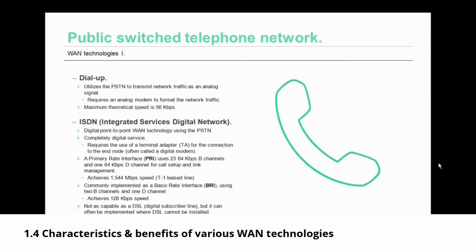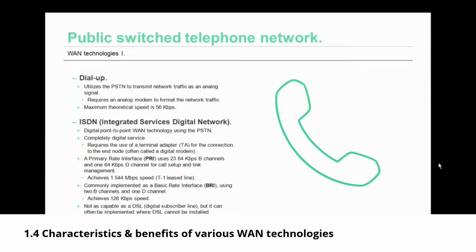ISDN is a digital point-to-point WAN technology that utilizes the PSTN. It's a completely digital service. It requires the use of a terminal adapter, or TA, to make the connection to the end nodes. This TA is often called a digital modem, but it's not. It's a terminal adapter. ISDN can use a primary rate interface, or PRI.